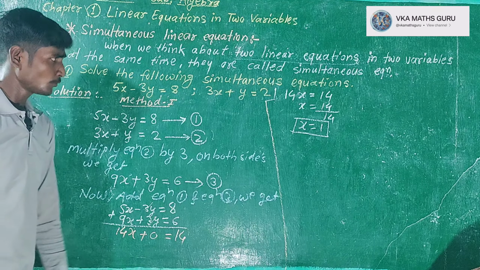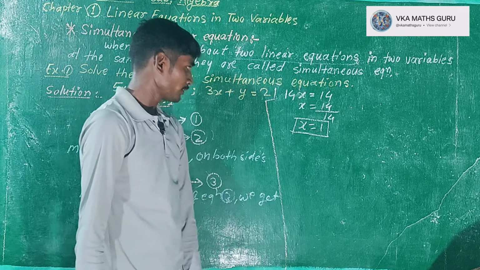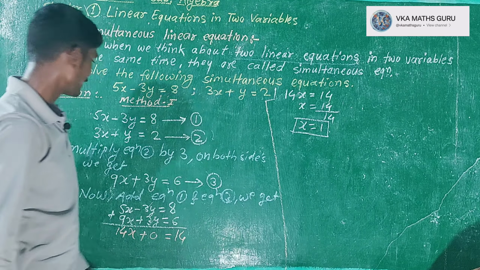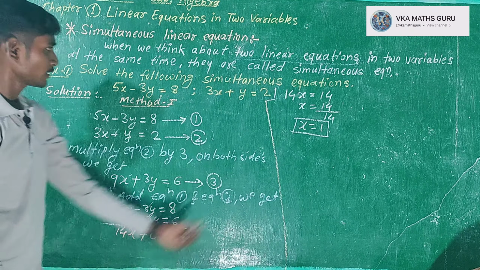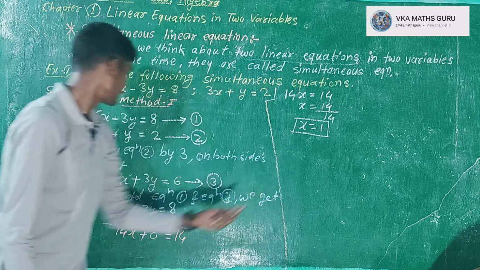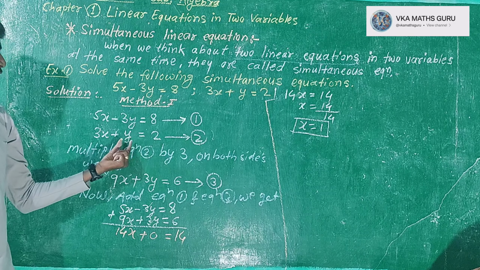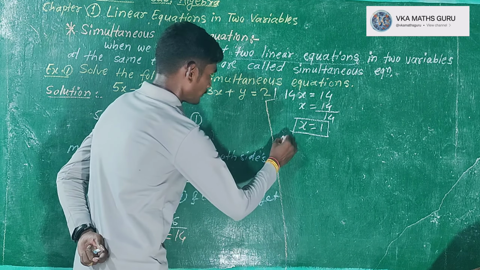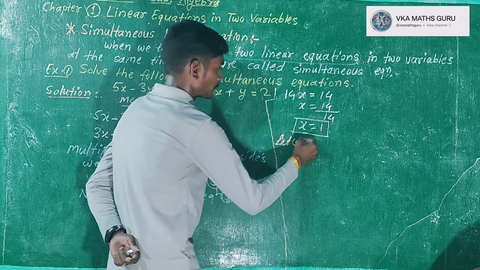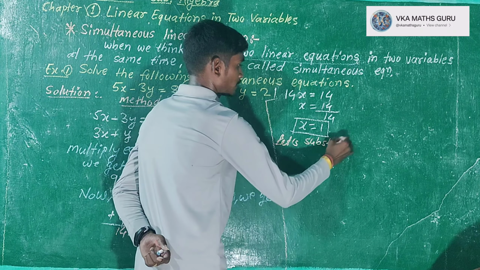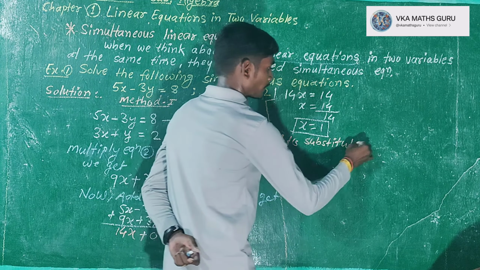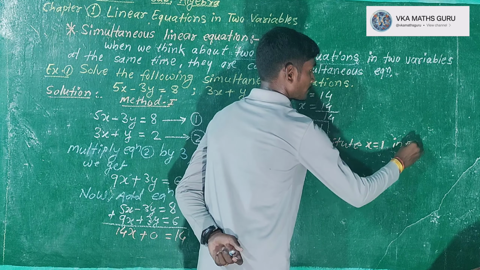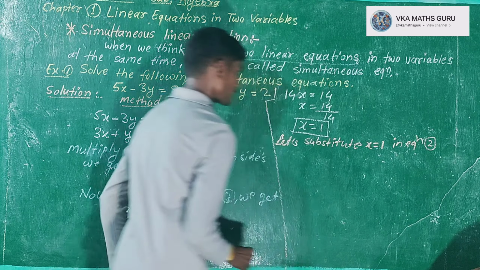So we get the value 1, but after that we want to find the value of y. We can put this value, x equal to 1, in equation 2. That time we can easily get the value of y. So let's substitute x equal to 1 in equation 2. Equation 2 is what?